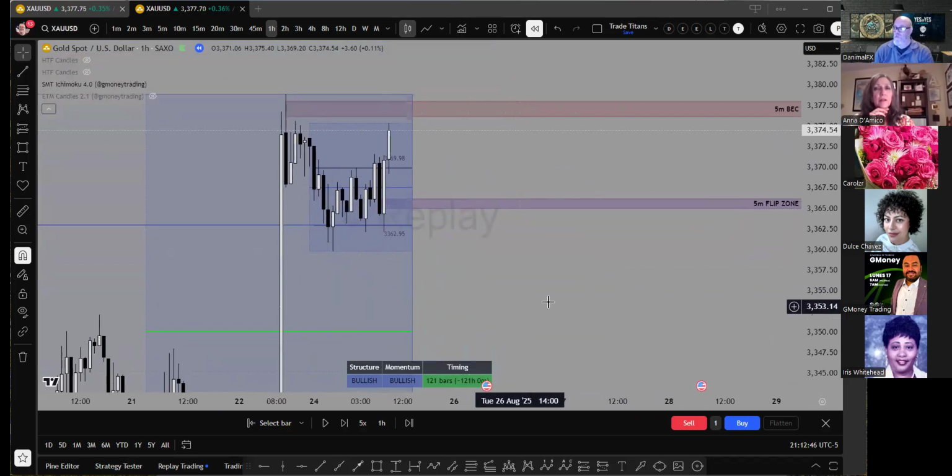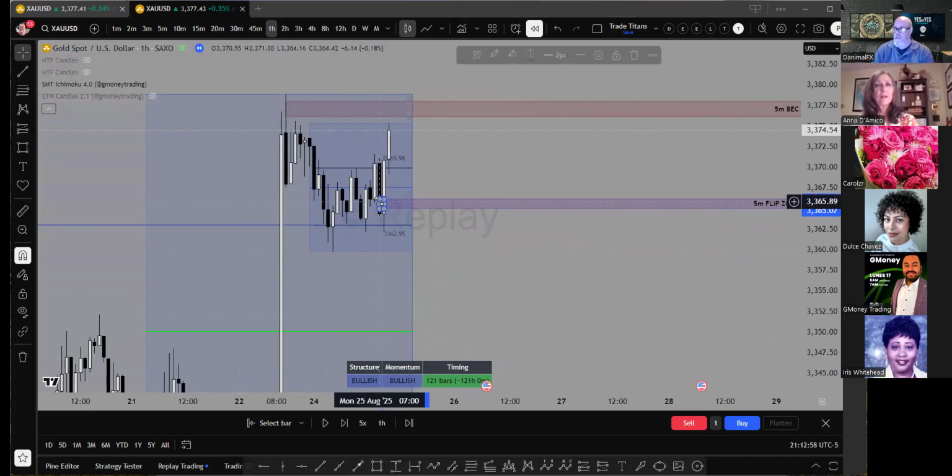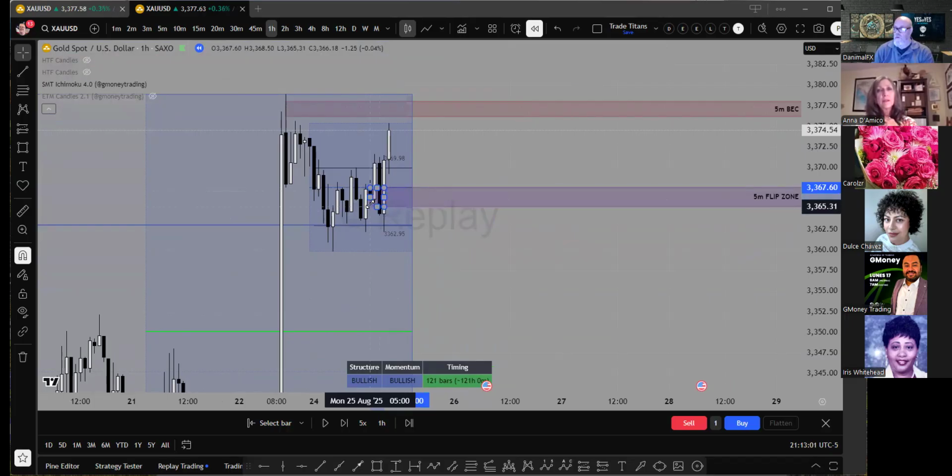We got this zone here that we could look at as an area of support and resistance. We're above that, we can come back and retest that. So I could mark this off instead on the 1 hour.